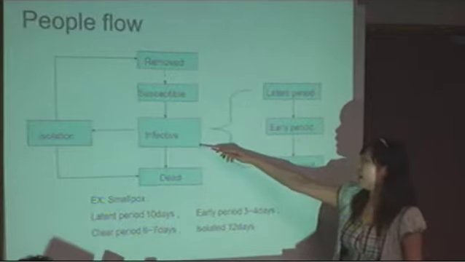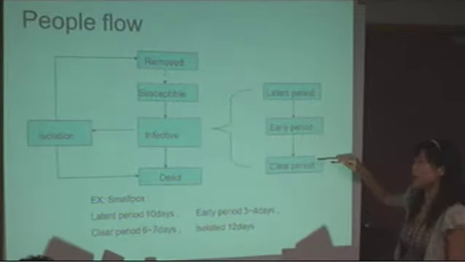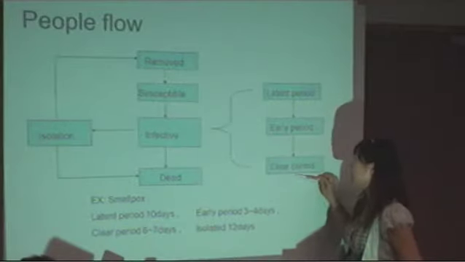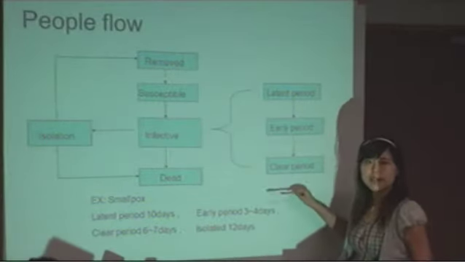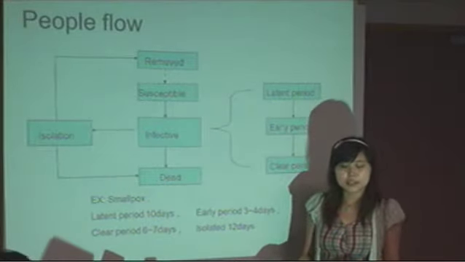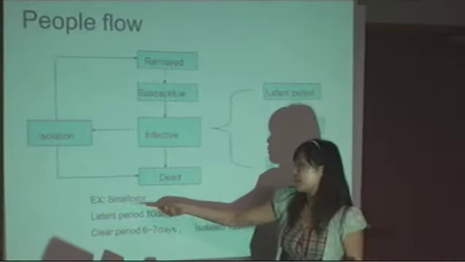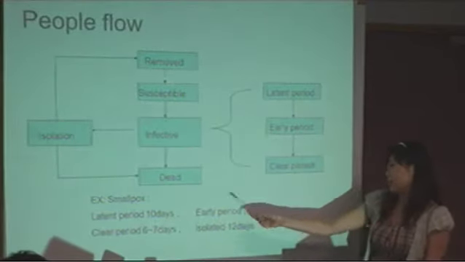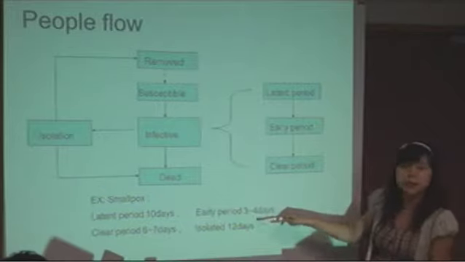And I divided it into three parts: the latent period, early period, and clear period. They take different times for different infections. I set the example of smallpox: the latent period may be 10 days, and another one maybe at a different date.